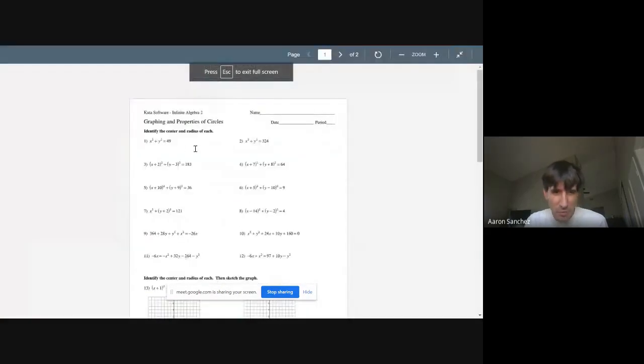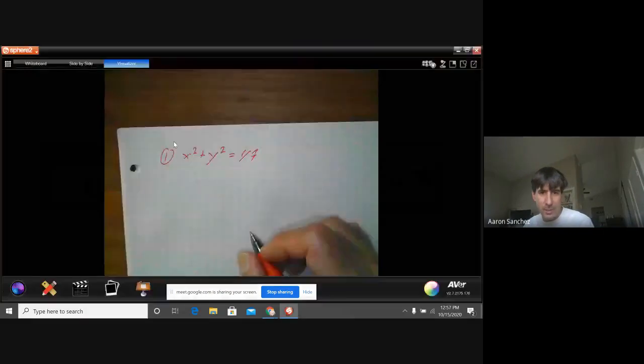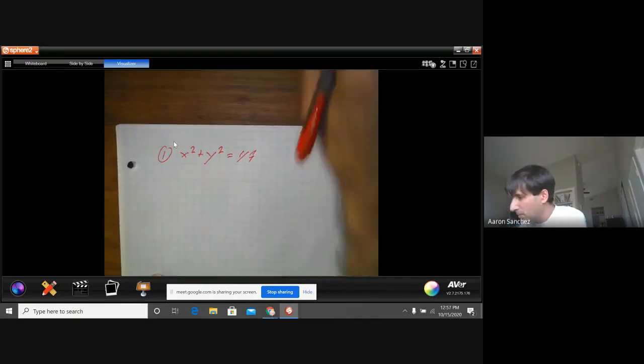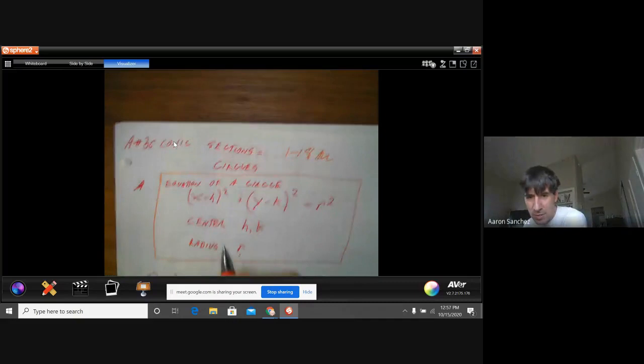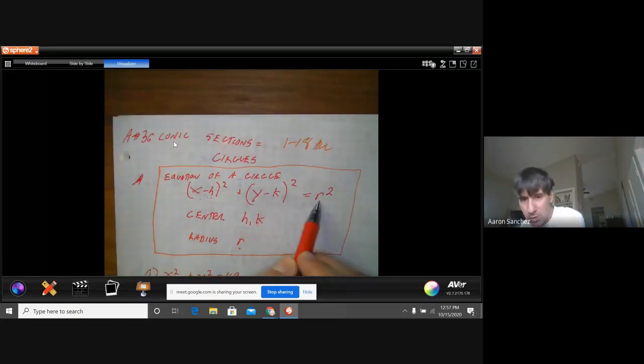Okay. So the first 1 through 12 asks us to identify the center and the radius of each circle. That's pretty simple. Let's do number 1. So we're doing the homework now, and I'm going to go fast here because I'm going to assume that you get this. If not, slow me up. X squared plus y squared equals 49. Well, I don't have an h and k. Remember, my formula is this. Have it in your paper: x minus h squared plus y minus k squared equals r squared.